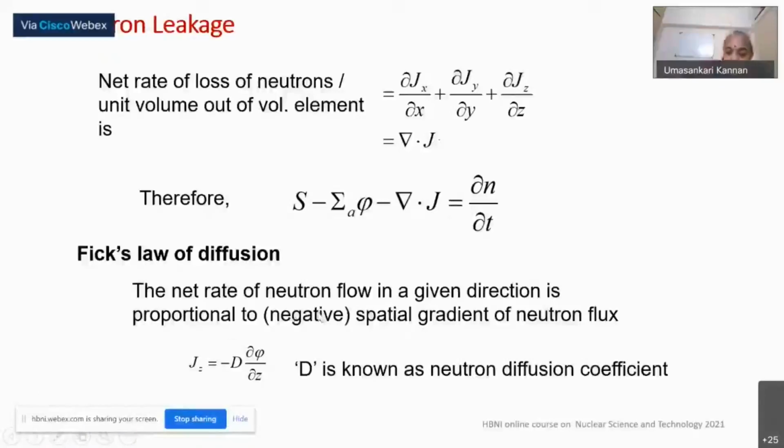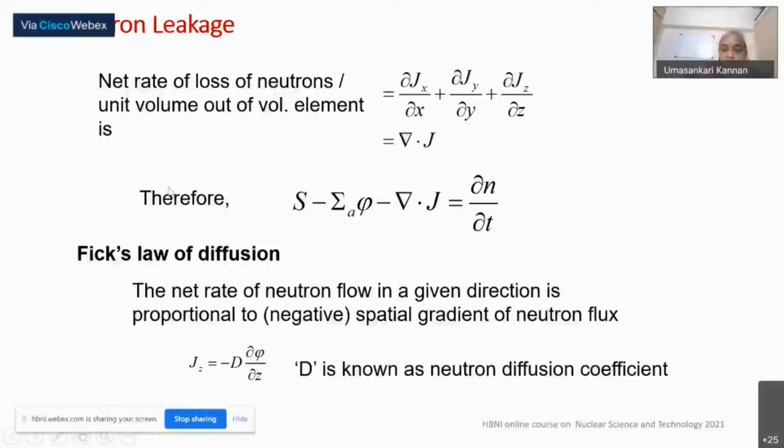So the net rate of neutron flow in a given direction is proportional to the negative of the spatial gradient of the flux. So Jz is nothing but minus D into ∂φ/∂z, where D is known as the diffusion coefficient. And if you substitute this in this equation, we get an expression for leakage. So I hope you have understood this.